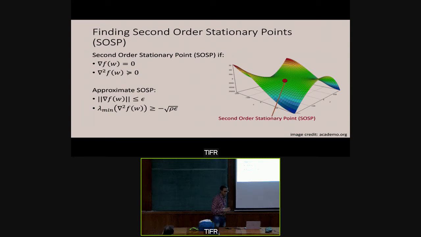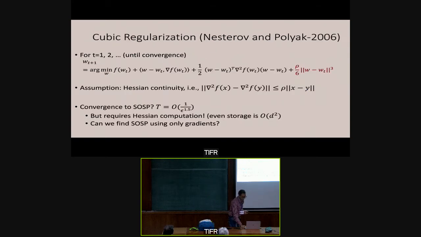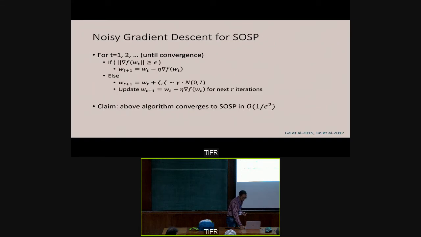for approximate SOSP. All right, so this is again a very well studied problem, and if you use some classical methods like the cubic regularization method, then you can converge to a second order stationary point in pretty good time, like 1 by epsilon to the power 1.5. But this method is not practical at all because it needs you to compute the Hessian of the full function, which is out of the realm of possibility in deep learning and these standard machine learning tasks.